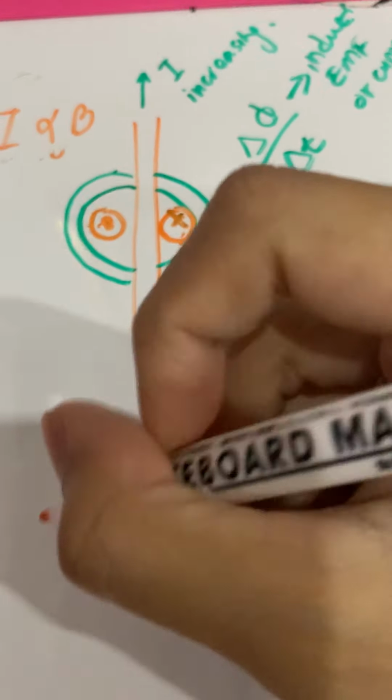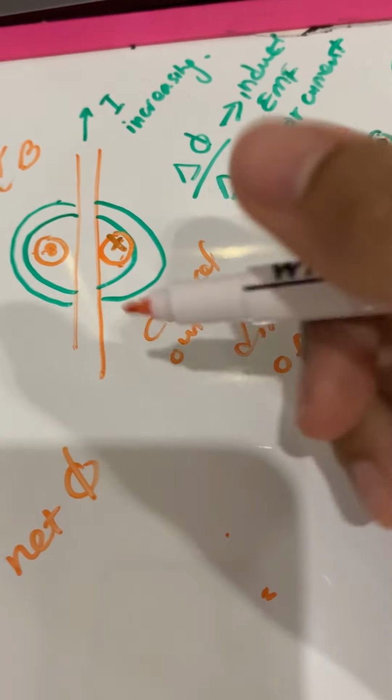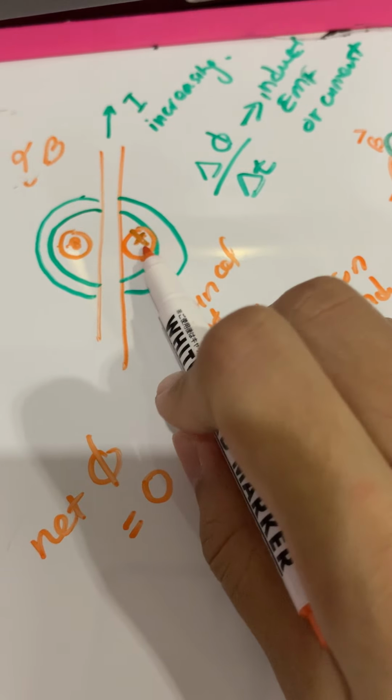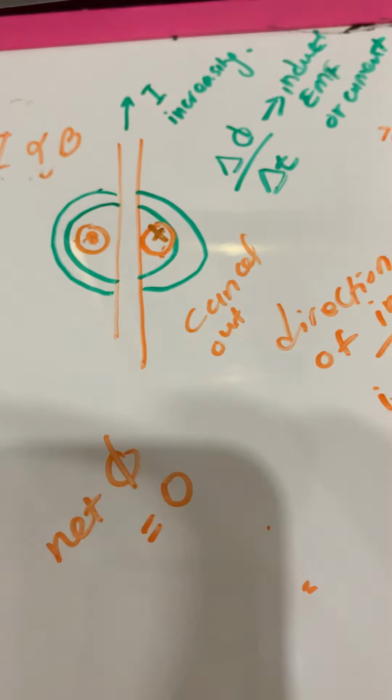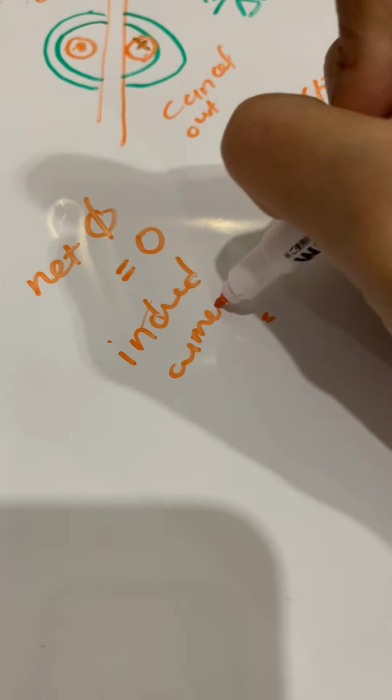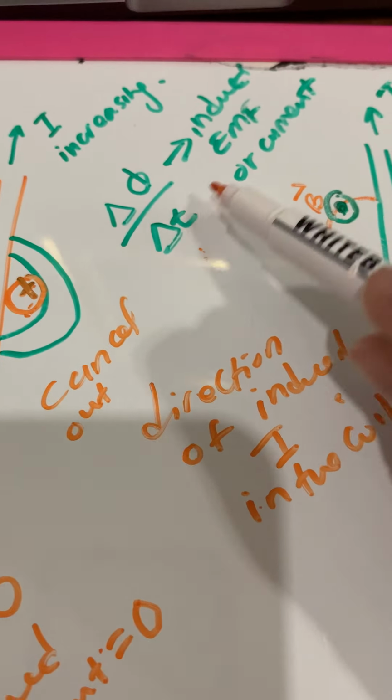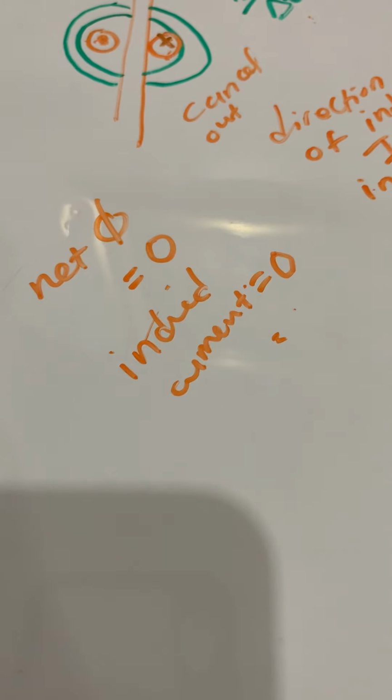So the net flux is 0 because the B from here is cancelled out with the B from here. If my net flux is 0, my induced current is 0. Because remember, we need this to get induced EMF or current. And if my net flux is 0, my induced current will also be 0.